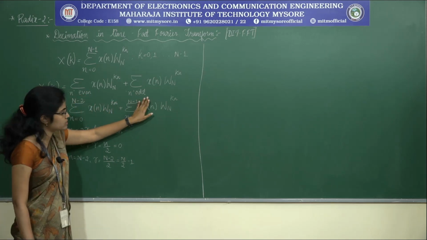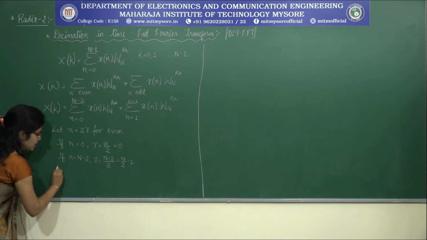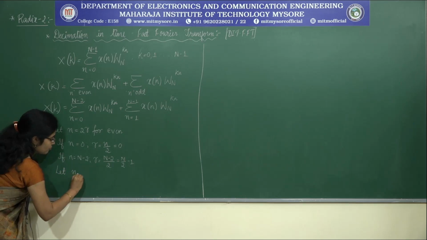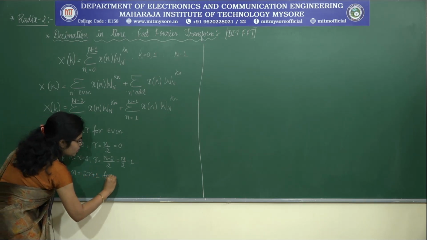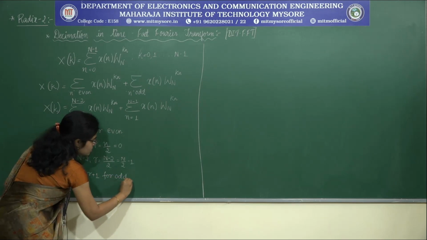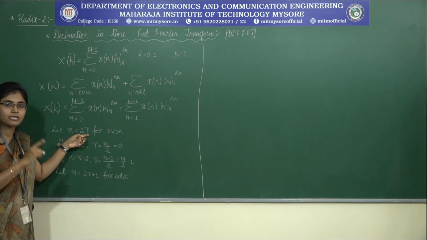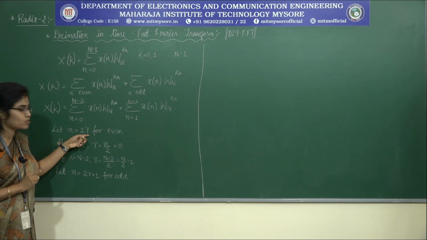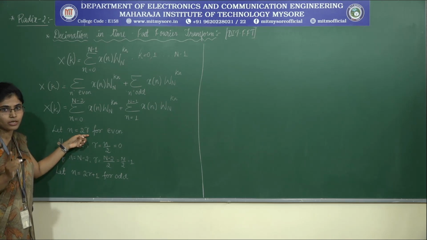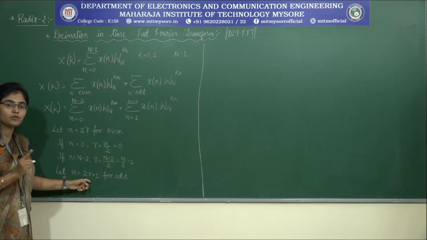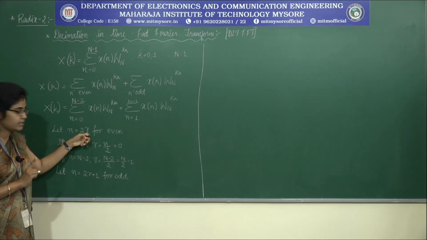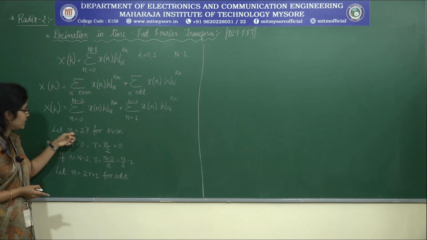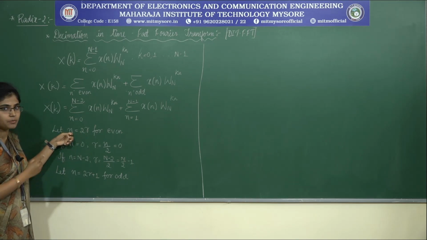Now I need to do the same thing for odd, that is let the value of n be equal to 2r plus 1 for odd. I am taking this from the standard equation, that is f1 of n was equal to x of 2n for even. For odd it was equal to x of 2n plus 1. Instead of taking it as n, I am replacing it with a variable r. Why? Because I already have a variable n.